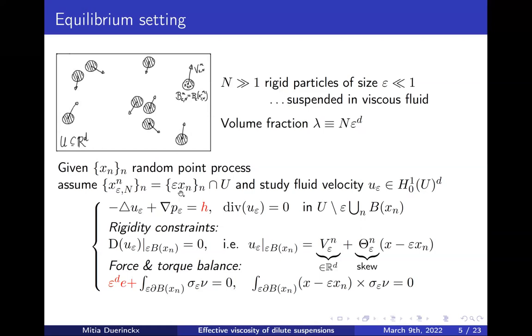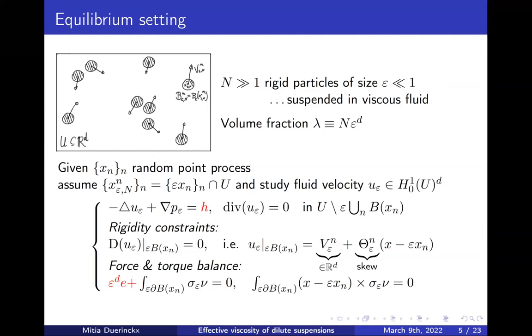So let me rescale everything. So now the centers of the particles will be just at epsilon Xn in the domain. And I again just consider small balls of size epsilon on those points. And then my equations are just, as I said, my Stokes equation in the fluid domain. And then I have my rigidity constraint, and I have the balance of force and torques. And again, you have two sources of forces. So one is just internal force H, another one is some kind of sedimentation.